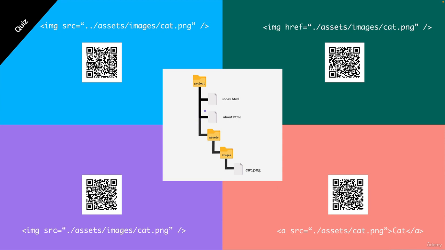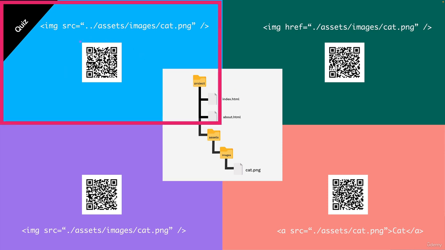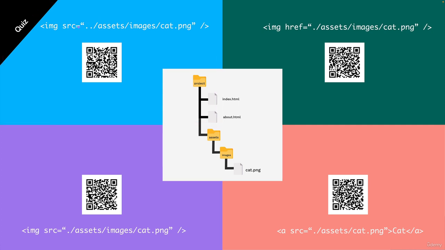So let's go through the solution together one by one and see which one is correct. Now, if you picked option 1, then unfortunately, this would have been the wrong answer. And the reason is because the path starts off with 2 dots. And what this means is to go into the previous directory.